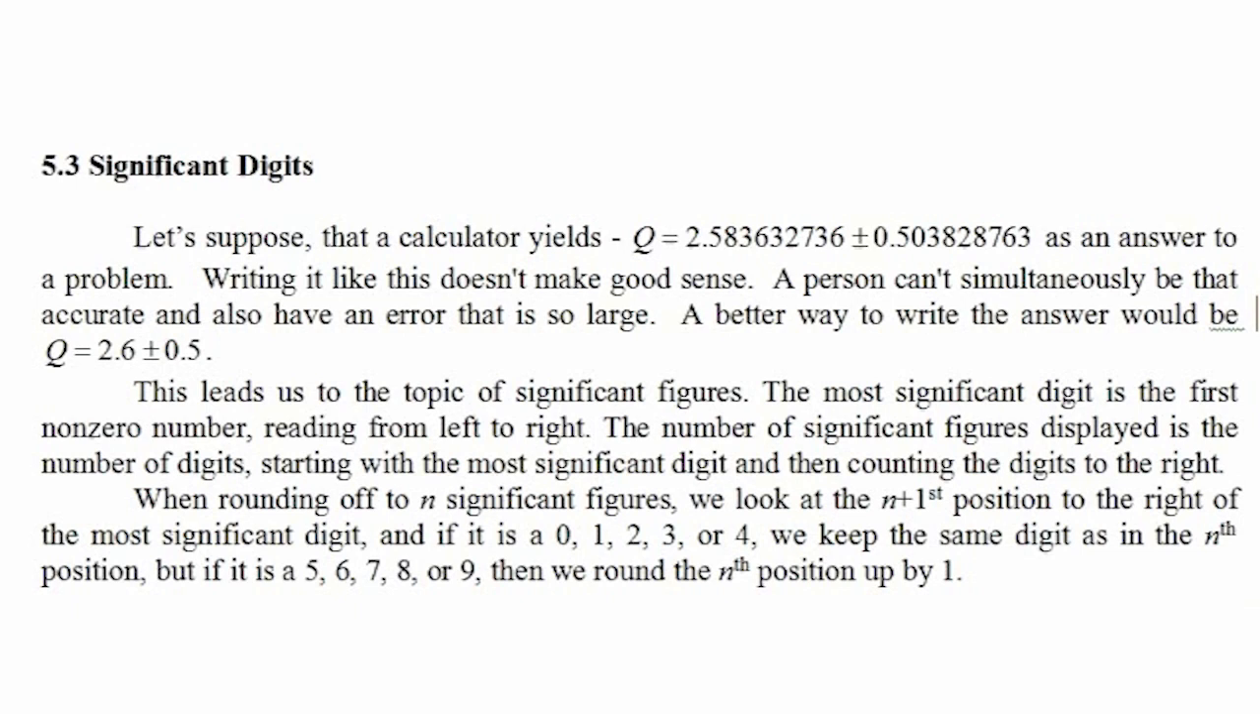The most significant digit is the first non-zero number, reading from left to right. The number of significant figures displayed is the number of digits, starting with the most significant digit and then counting the digits to the right. When rounding off to n significant figures, we look at the n plus 1 position to the right of the most significant digit. And if it is 0, 1, 2, 3, or 4, we keep the same digit as in the nth position. But if it has a 5, 6, 7, 8, or 9, then we round the nth position up by 1.